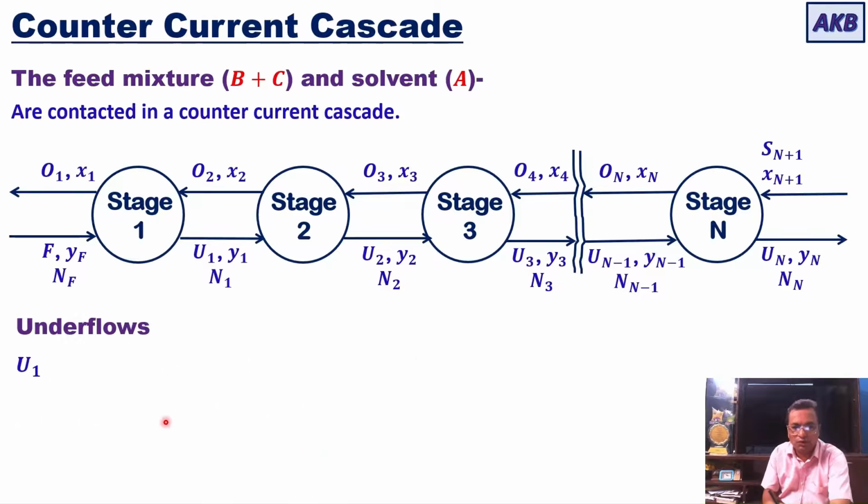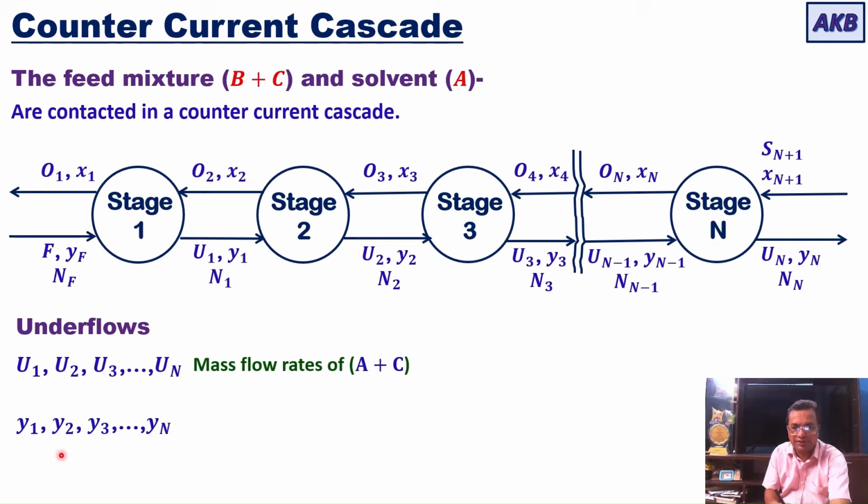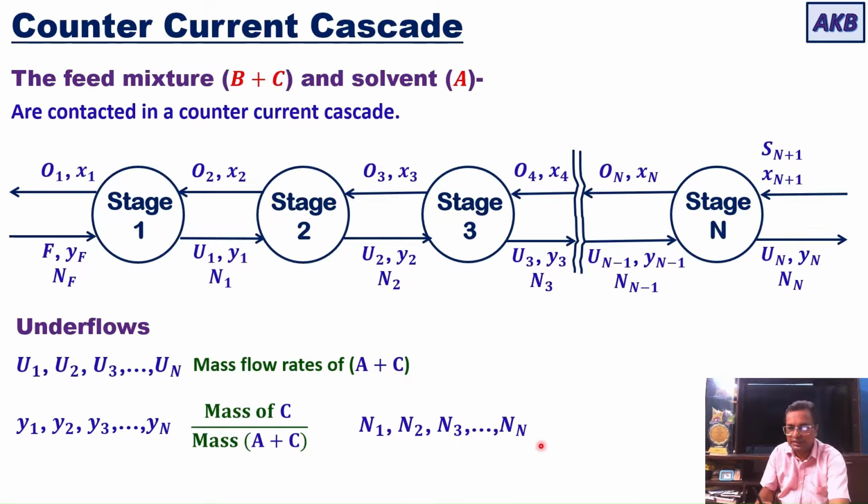Then underflows, you have U1, U2, U3, Un, these are mass flow rates of all those underflows. And then Y1, Y2, Y3, each of these is mass of C divided by mass of A plus C in those underflows. And then you have N1, N2, N3, Nn. This is mass of B upon mass of A plus C in those underflows. That is weight fraction of B on a B free basis.